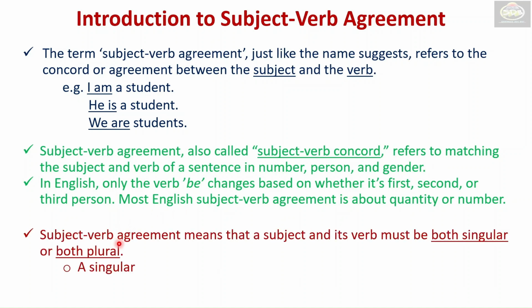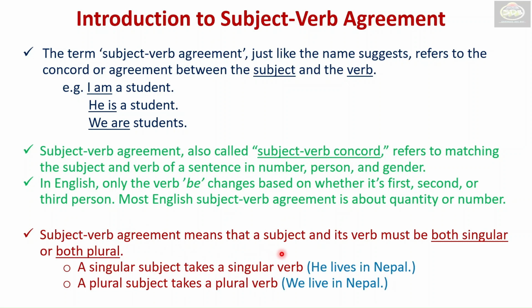Students, subject-verb agreement means that a subject and its verb must be both singular or both plural. For example, a singular subject takes a singular verb, whereas a plural subject takes a plural verb. Let's observe these two examples. He lives in Nepal, we live in Nepal. He plus lives, that is fifth form of the verb. He V5, we plus V1.